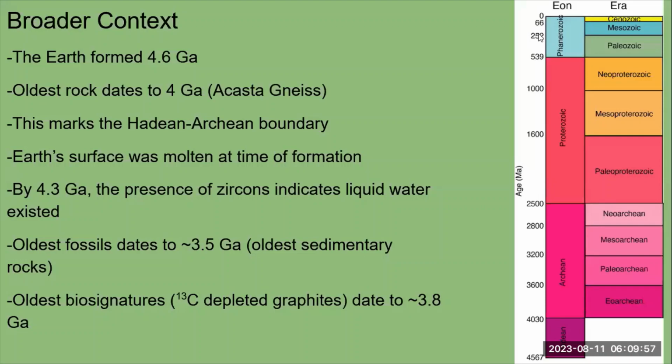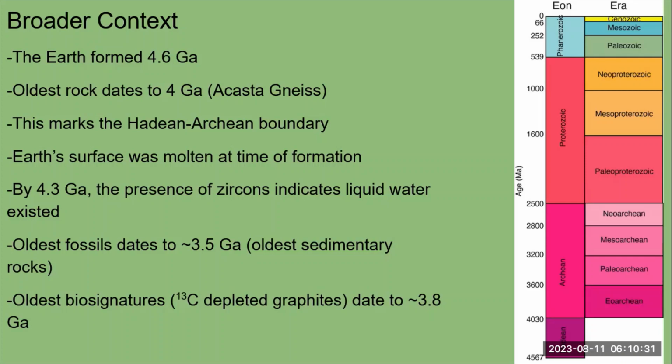First, to give some broader context, the Earth, as we know it, formed 4.6 billion years ago when a Mars-sized planet called Theia crashed into the proto-Earth, spewing debris into space that coalesced to form the Moon, which marks the beginning of the first eon in Earth's history, which is known as the Hadean. The oldest rocks we have on record are the Acasta gneiss, which date to 4 billion years ago. This marks the end of the Hadean and the beginning of the Archean eon.